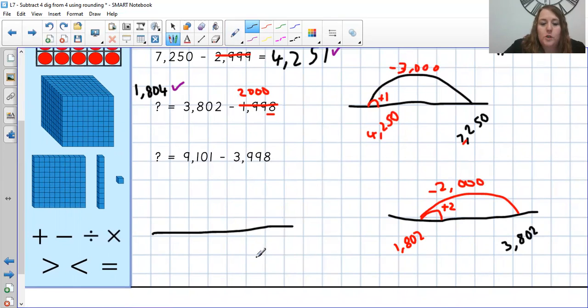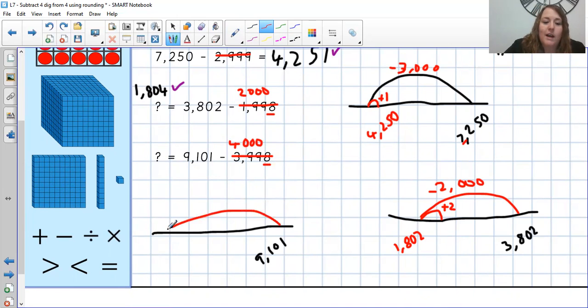Something is equal to 9,101. Take away 3,998. Again, I'm not going to be working with a number like that. I'm going to be rounding it. So I'll round it to the nearest 1,000, which is 4,000. Again, it's got an 8 on the end. So I'll remember that in a moment because I'm compensating by 2 and not just by 1.